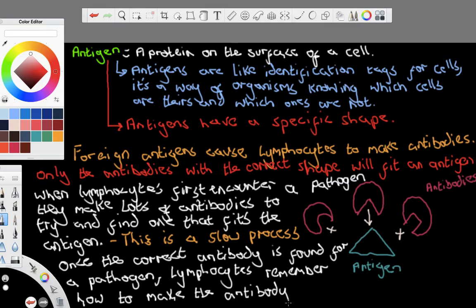Okay. Now what this means is your lymphocytes can respond quickly to future infections. So we can say that lymphocytes then respond quickly in future.